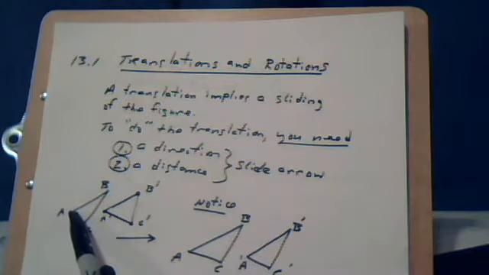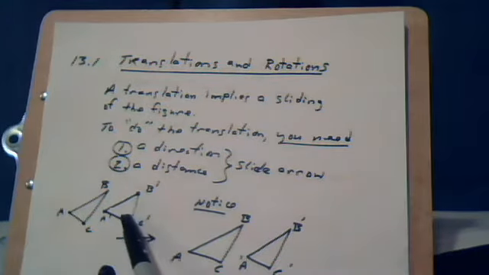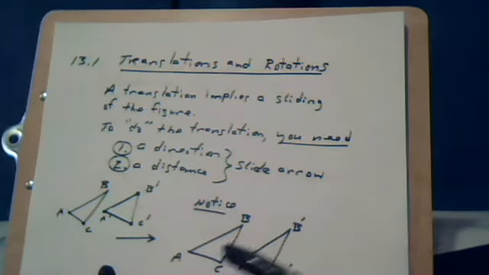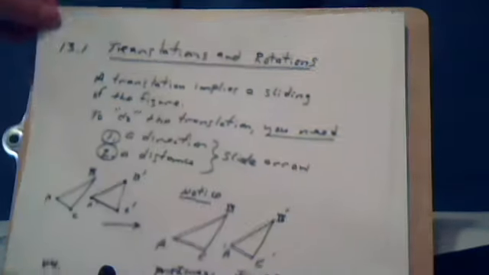So this triangle is now in a new position. And it moved this much in this direction. So this is an arrow that's giving us the information, the slide arrow. This triangle moved this much in this direction. So this is the pre-image and this is the image.